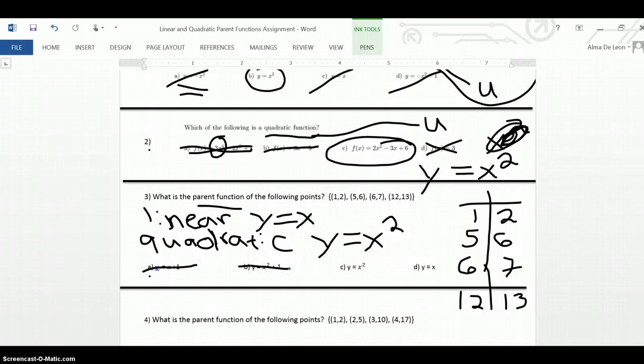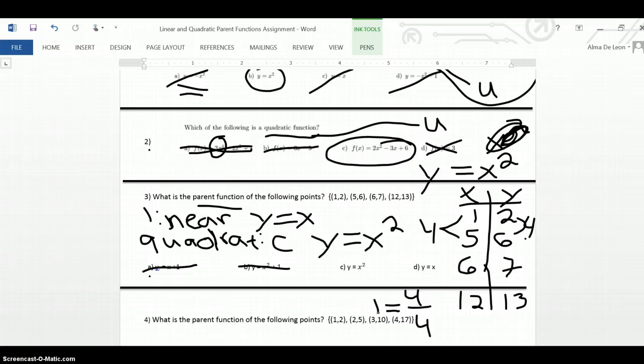To figure out whether this is quadratic or linear, I need to take the rate of change. The rate of change is the difference between the x and the y. To get from 1 to 5, I add 4. To get from 2 to 6, I add 4. The rate of change is the change in y, in this case 4, over the change in x, which in this case is also 4. 4 divided by 4 will give us 1.